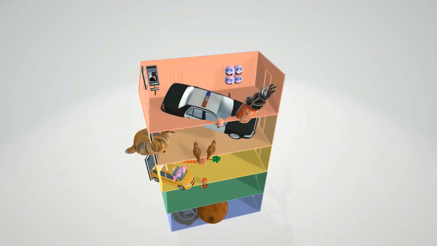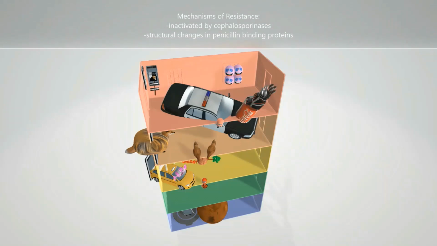In order to make this scene super complete, we'll just make a note about mechanism of resistance. So cephalosporins are inactivated by cephalosporinases, a type of beta-lactamase. Also, structural changes in penicillin binding proteins can lead to resistance.